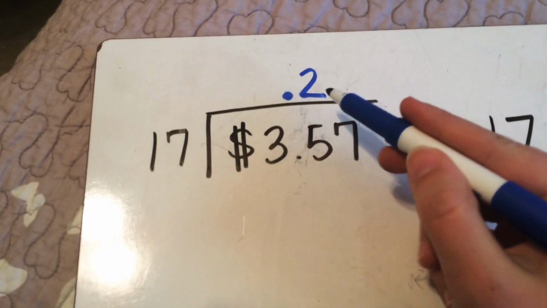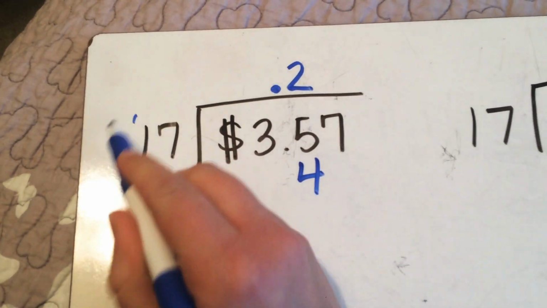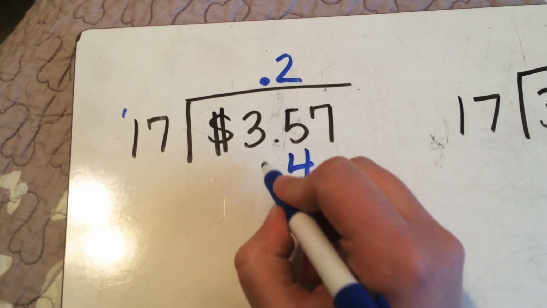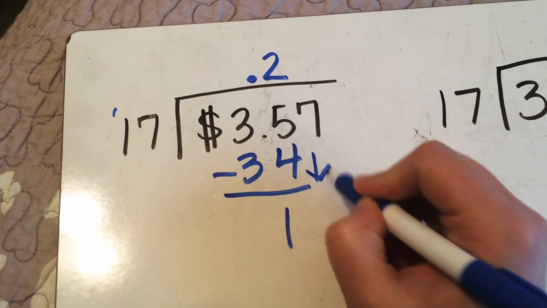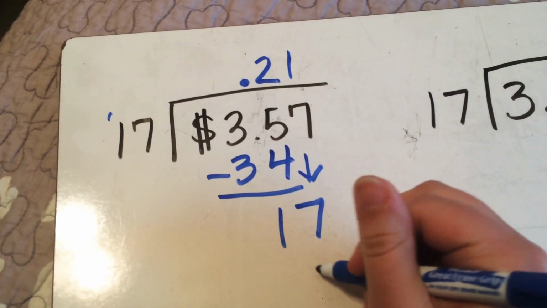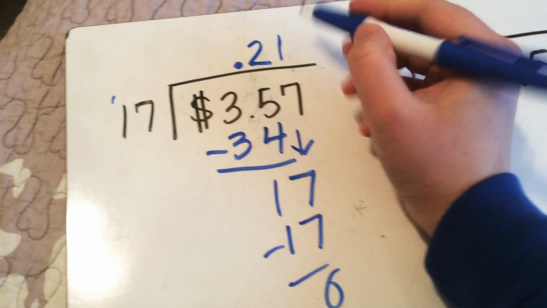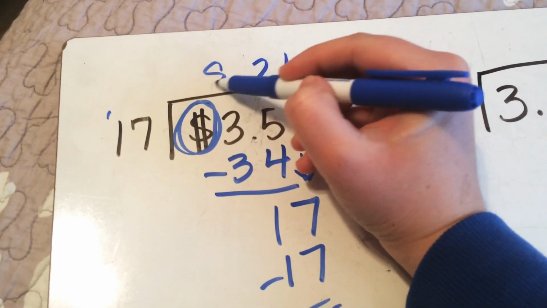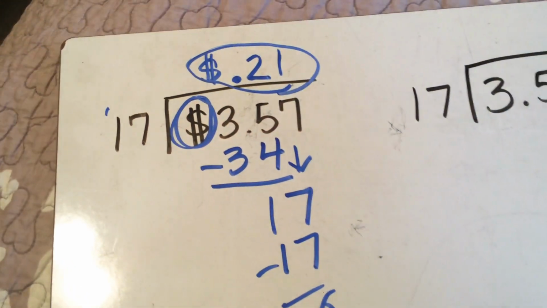All right, so then we just do our division like normal. 2 times 7 is 14, carry your 1. 2 times 1 is 2 plus 1 is 3. Subtract. Carry that down, and 17 goes into that 1 time to finish out your problem. And then the important thing is you notice how this has a dollar symbol? You also need to write the dollar symbol here. So the answer is 21 cents.